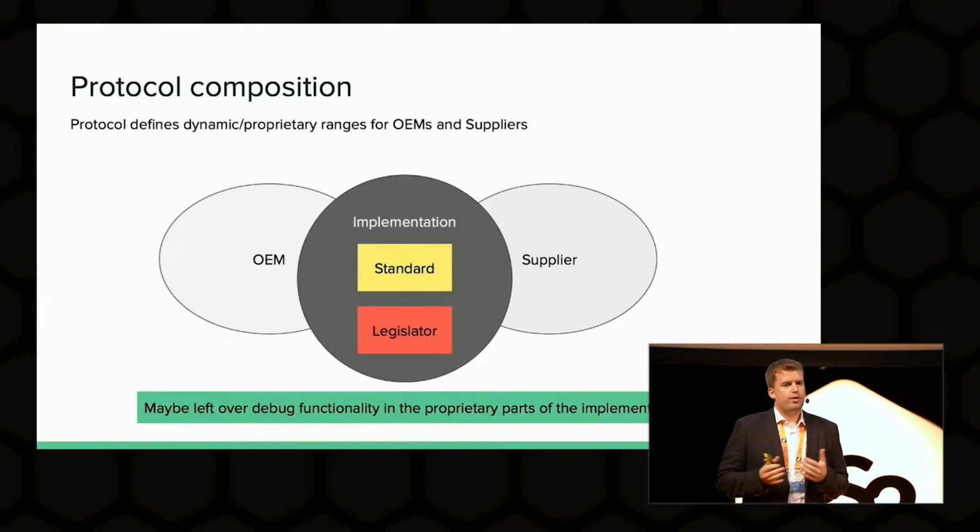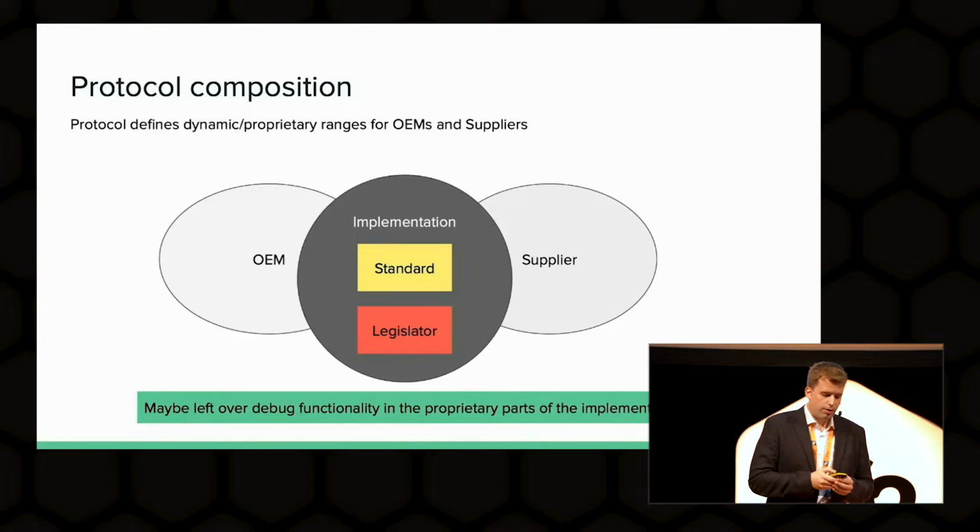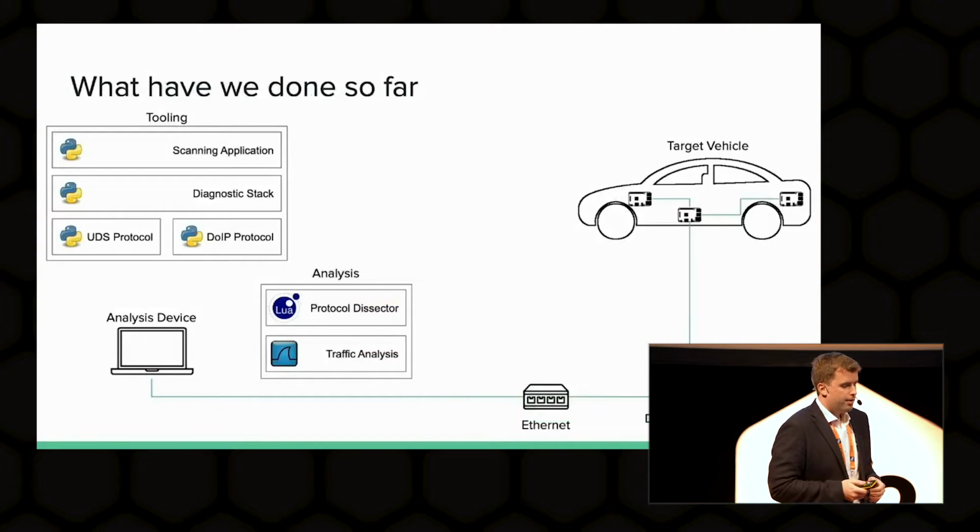And it happens that at the end, when you build the final software, things like the debug interface get forgotten and they end up in the product. So that's not really good, and that might be an attack vector. So that's about the protocol.